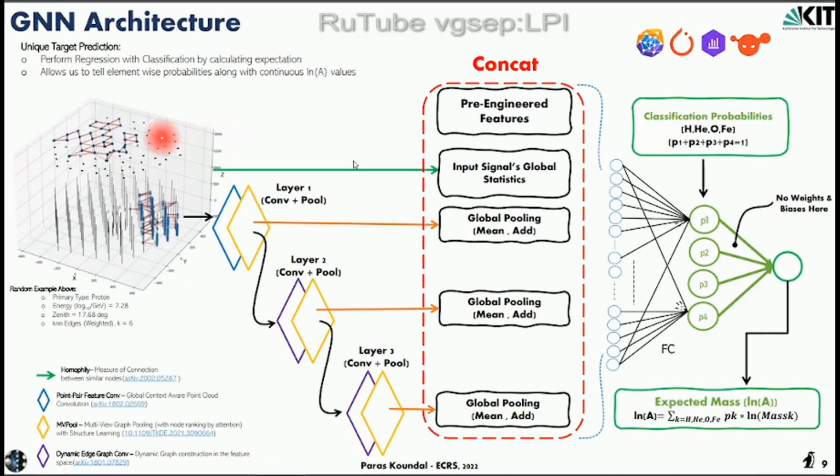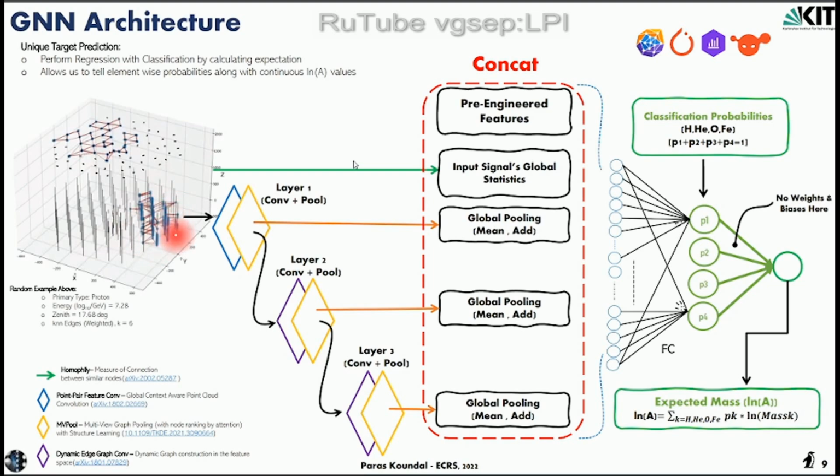Coming quickly to the architecture details. This is some random example which I chose. The small blue dots, I don't know if you can see, represent the signal at the particular station or particular tank, and the edges are the graph edges. The first capture of information is some input signal global statistics. This is a measure called homophily, which basically measures how homogeneous your signal is. So if there are more muons in a shower, we expect more stochastic deposits in the ice.